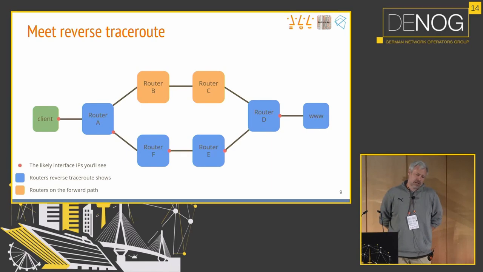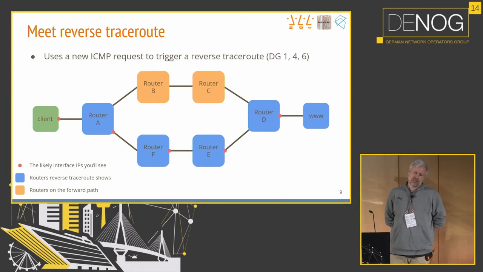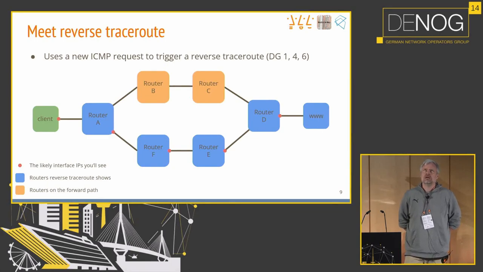So this is our network again. And the blue path is now the one we are interested in. That's the reverse path. And what we do is we send out an ICMP request to the target. So this would be the client sends an ICMP request to www.example.com asking for a reverse traceroute. And we use ICMP because this way, the likelihood of it being implemented in operating systems and just sitting there and being readily available for us to use is maximized.